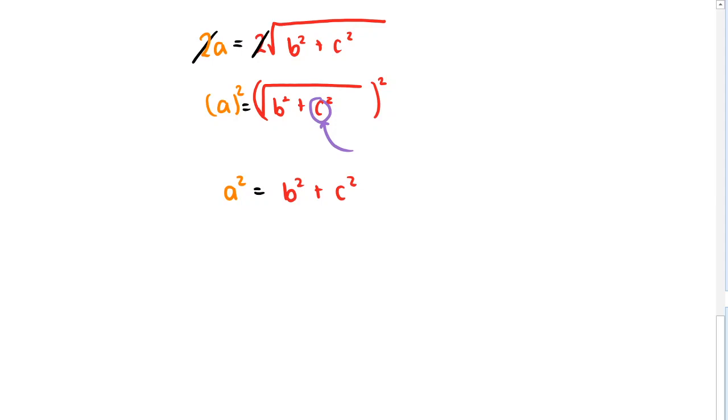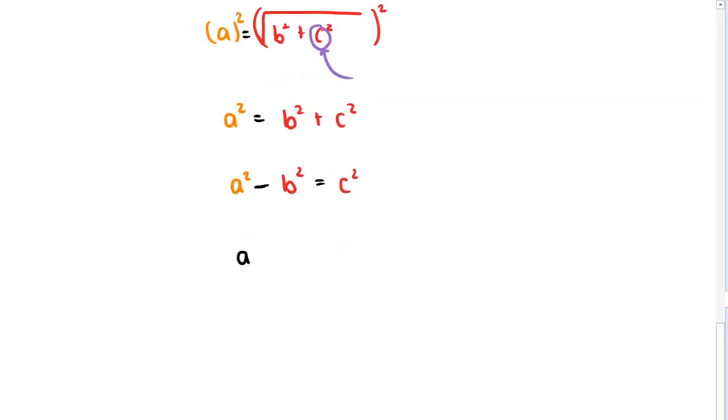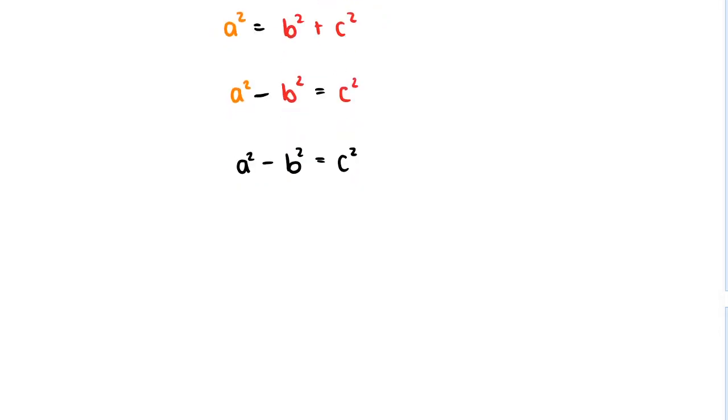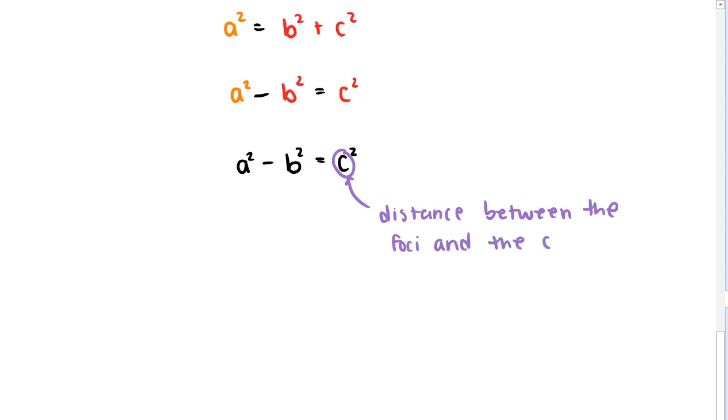And then, right, we're trying to get c closer to being alone. After subtracting both sides by b squared, we get a squared minus b squared is equal to c squared. And so maybe I'll write this without colors one more time. And we can talk about what this means here. So c here, this is the distance between the foci and the center of our ellipse.